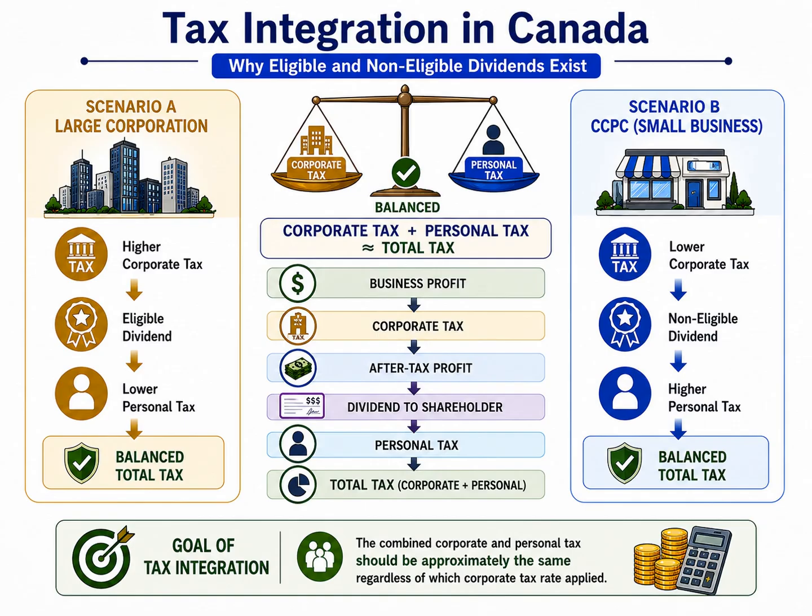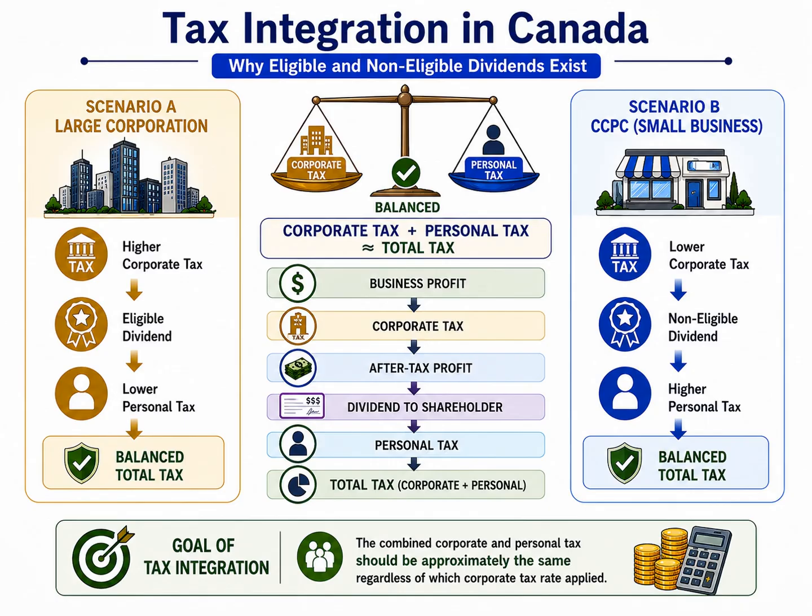Now consider two different corporations. The first is a large corporation that pays tax at the higher general corporate tax rate. Because more tax has already been paid by the corporation, the shareholder receives an eligible dividend, which comes with a larger dividend tax credit. That larger tax credit reduces the shareholder's personal tax.